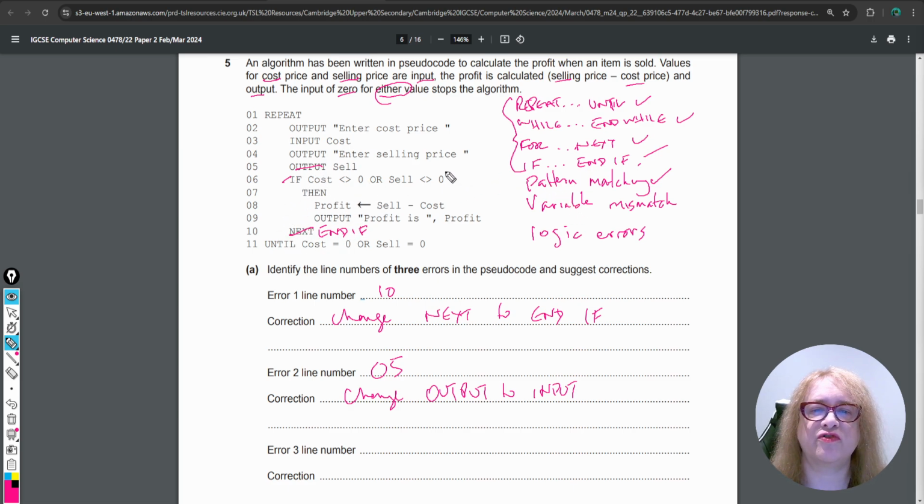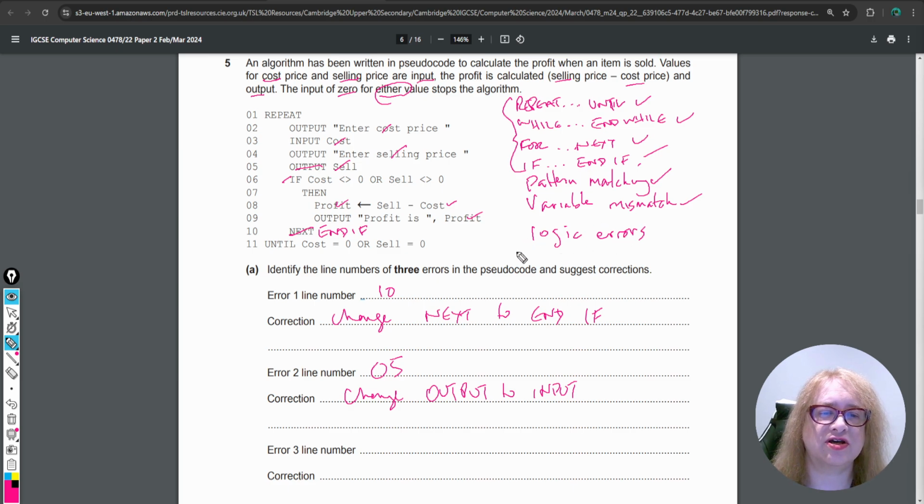So now we want to look for variable mismatch. Well, we have cost and cost, so that seems good. We have selling and sell, so that seems to be good. Then we have profit is sell minus cost. Well, profit is sell minus cost, so that's good. And profit here, and we're outputting profit, so there's no variable mismatch. So we're done with variable mismatch, so we're now down to logic errors.